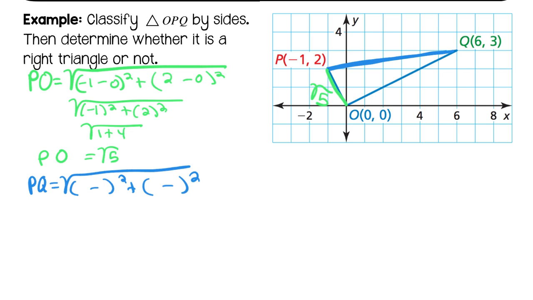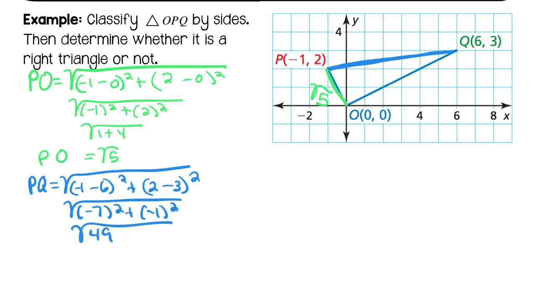So P to Q, we've got -1 and 6 in there, and 2 and 3. So I end up with -7 squared and -1 squared. So 49 plus 1, which is the square root of 50. So PQ is the square root of 50. Okay, and then last here we have to do OQ.